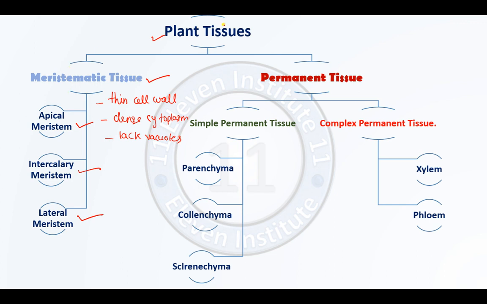In today's video lecture we are going to start with the permanent tissue, and more specifically in permanent tissue we will focus on simple permanent tissue. Today we will discuss parenchyma, collenchyma, and sclerenchyma. So the topic for today's lecture is simple permanent tissue, and we will discuss parenchyma, collenchyma, and sclerenchyma, which are the three different types of simple permanent tissues given in our textbook.